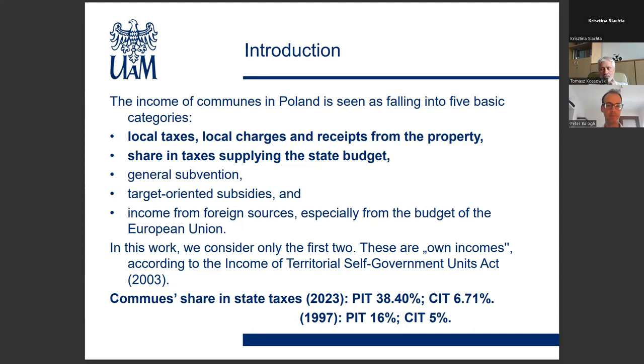These are incomes according to a special financial law, which is a part of the Territorial Self-Government Units Act. The interesting thing is that the share in state taxes rose after 1990. In 2023, more than 38% of collected personal taxes in Polish communes stayed in communes. Also, more than 6% of taxes from firms stayed in the commune where the firm is registered. In 1997, 26 years ago, it was only 16% of personal tax and only 5% of tax from firms that stayed at the commune where the firm was officially registered.